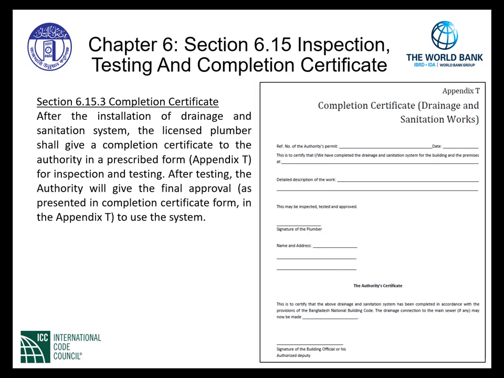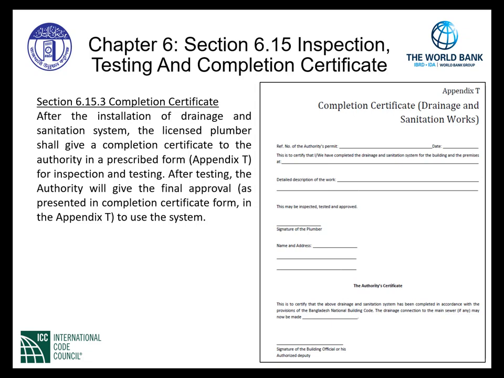It indicates the reference number of the authority's permit, the date, and the language stating this is to certify that I or we have completed the drainage and sanitation system for the building and the premises at a certain location. A detailed description of the work is required, indicating this may be inspected, tested, and approved, and the signature of the plumber with the name and address.